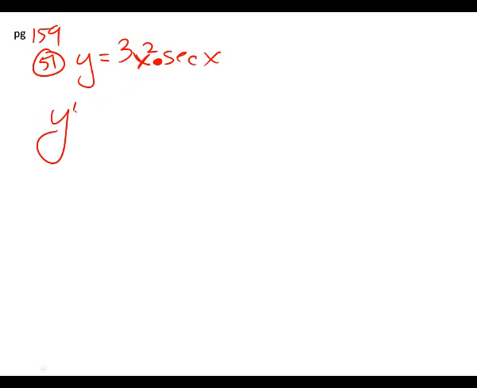So 159, number 51, is y equals 3x squared secant x. All right, what rule are we going to need? Product rule again. So y prime equals, keep the first. What's the derivative of secant? Do we remember? No. Secant x, tangent x. Apparently that one should go on Friday's quiz, huh? No. Yes, because we need to have it memorized.